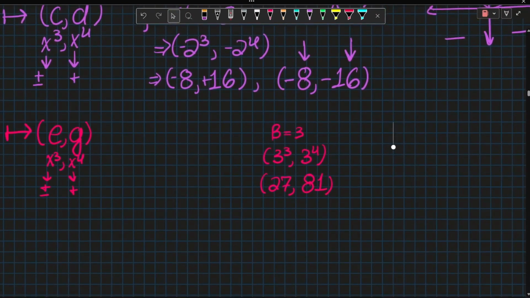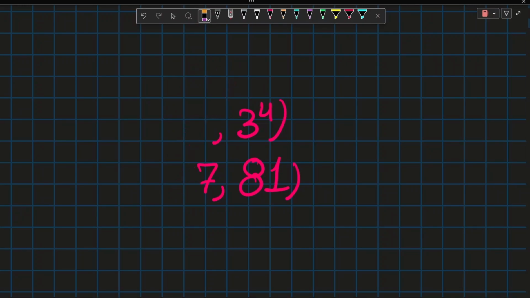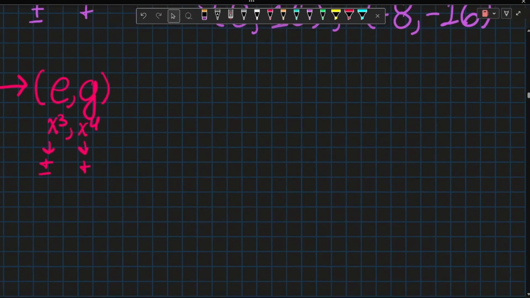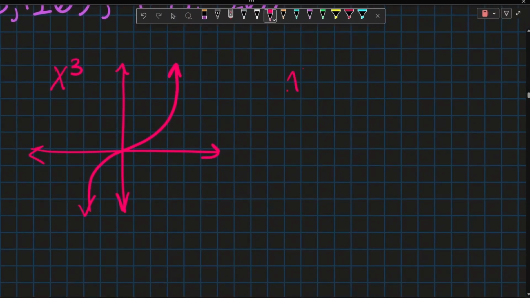Now, let's say I don't want to work from the beta value. I want to work backwards. I want to get some pair and try to find some value that our function could have given. Again, our one input is given by x cubed, so our function x cubed will look like this. And then our function x to the 4 will look like this, sort of squished down.